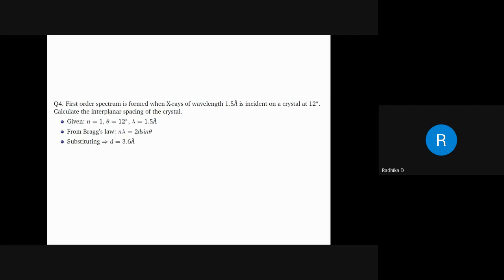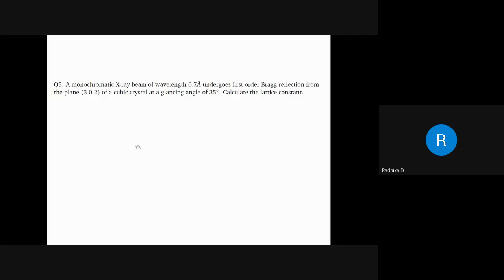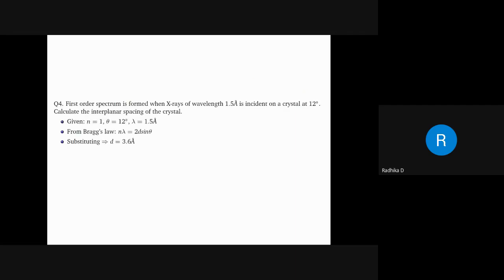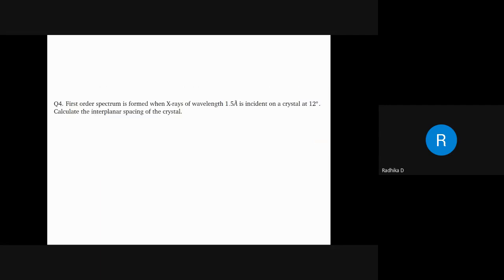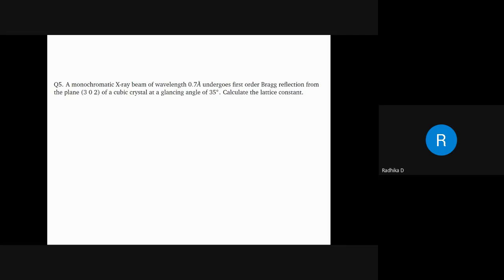Now, making it a bit difficult. Until now you had either Bragg's law, or the expression d is equal to a by square root of h square plus k square plus l square, the expression for d in terms of your Miller indices. Either you use that, or you use the expression in terms of Bragg's law. Now next one, we are going to mix it up.